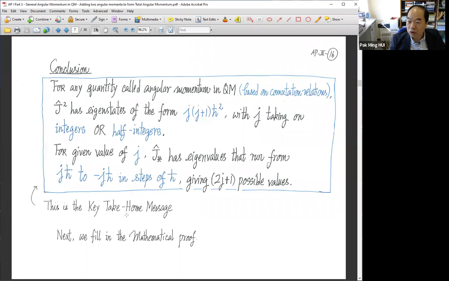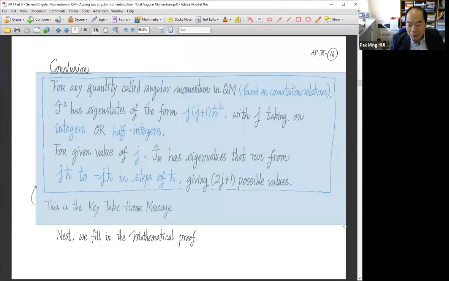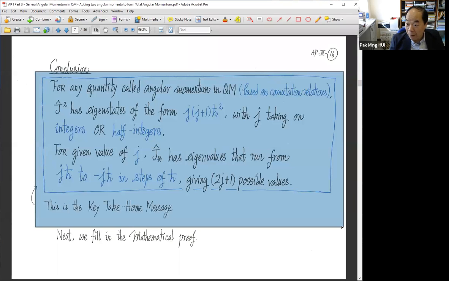And if you don't like any mathematical proof, just remember this box, and then you can move on happily to the next section, but that will be 15 pages later, okay? So that is the big picture. So that will be the outline of the proof that we are going to do, okay?